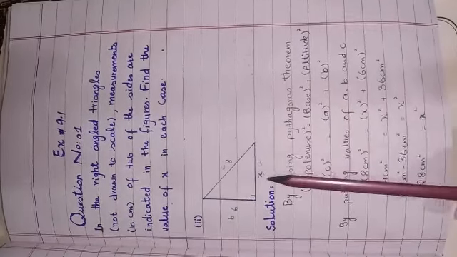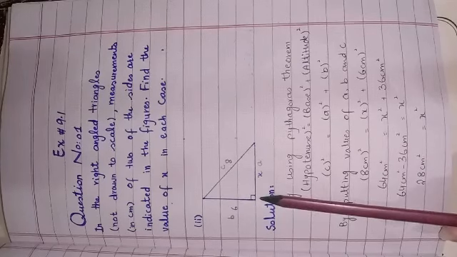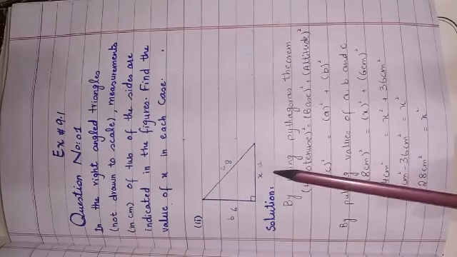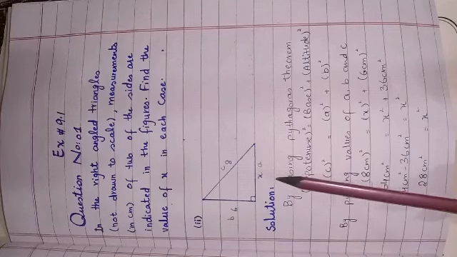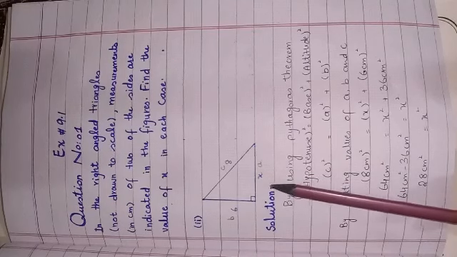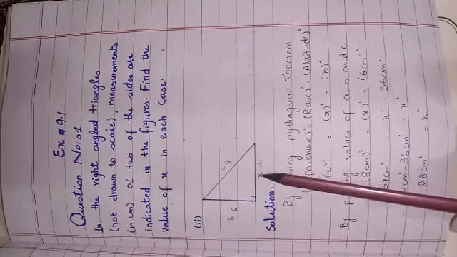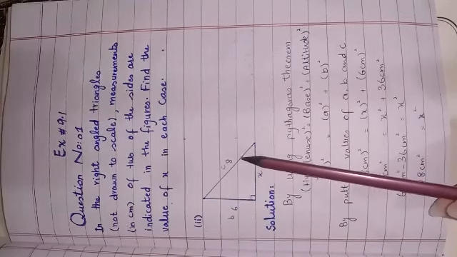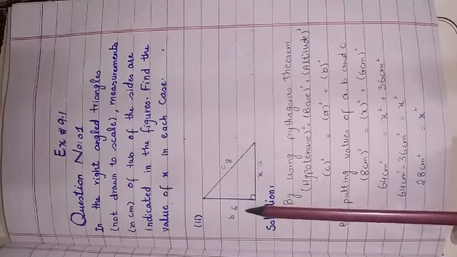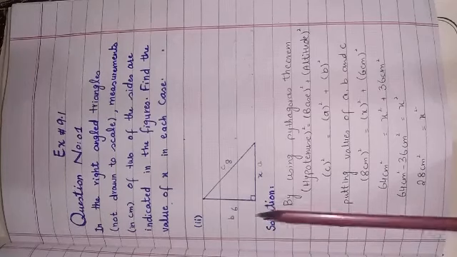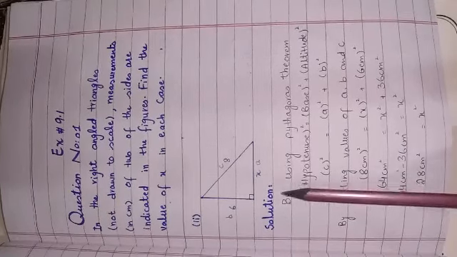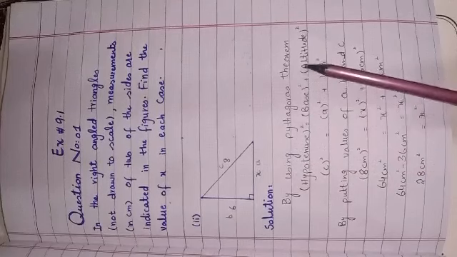Here is our triangle. As you can see, this is a right angle triangle. Students, in the last lecture you learned about the names of the sides of a right angle triangle. Here is our base indicated by A, here is our hypotenuse indicated by C, and here is our altitude indicated by B. Now students, let's start our solution by using Pythagoras theorem.